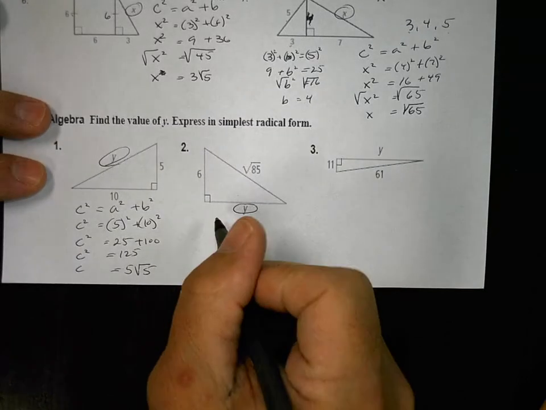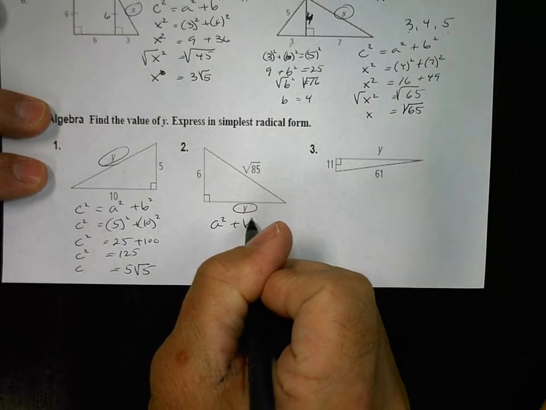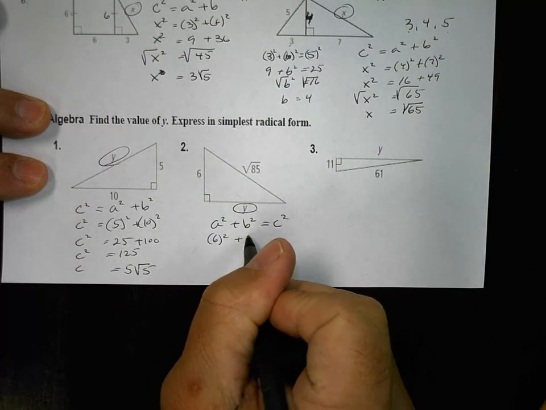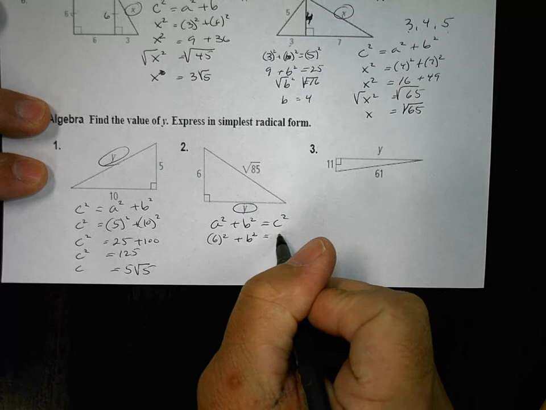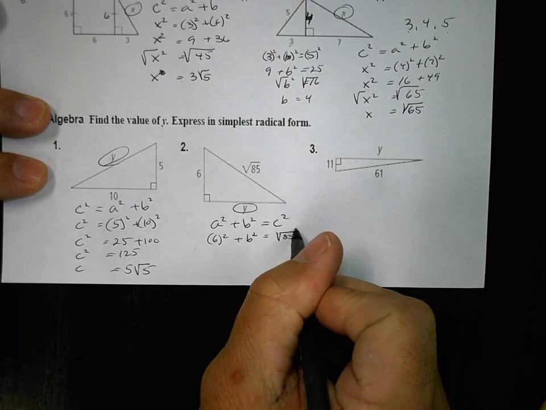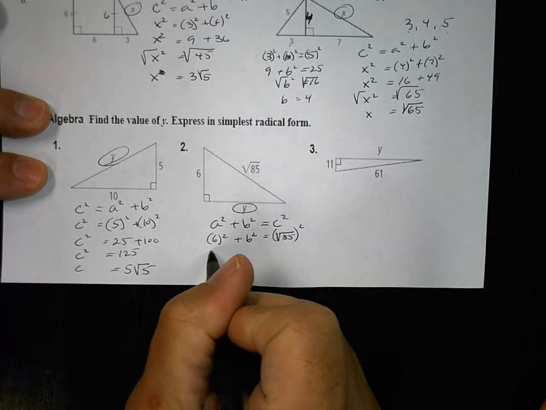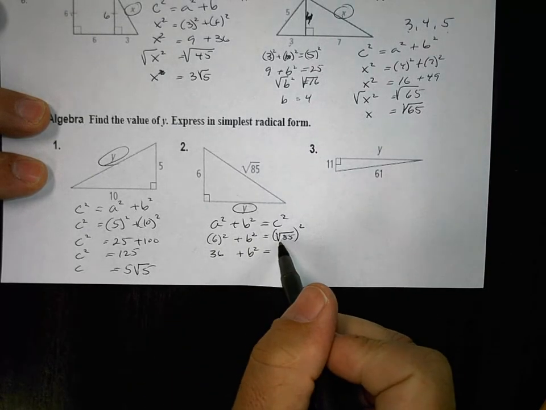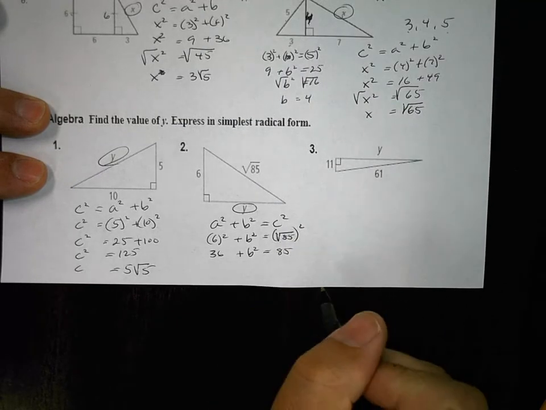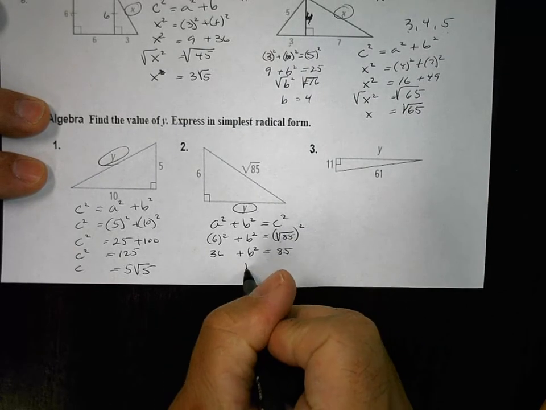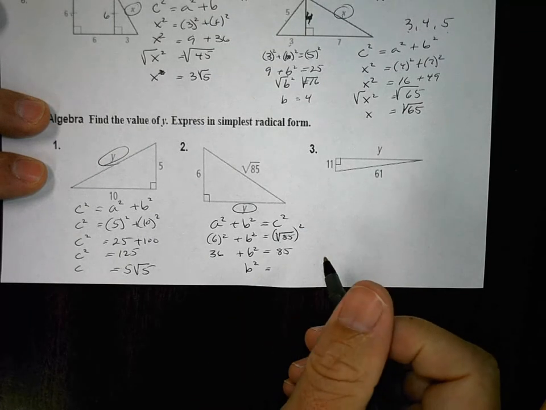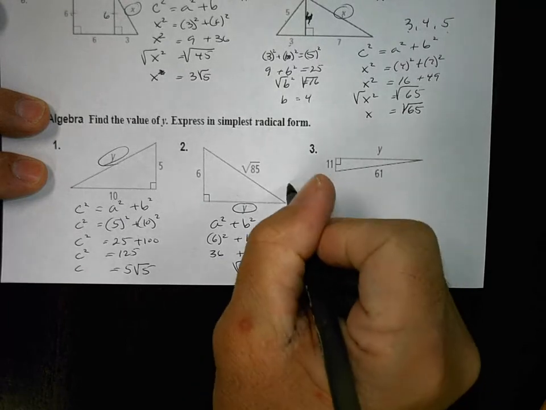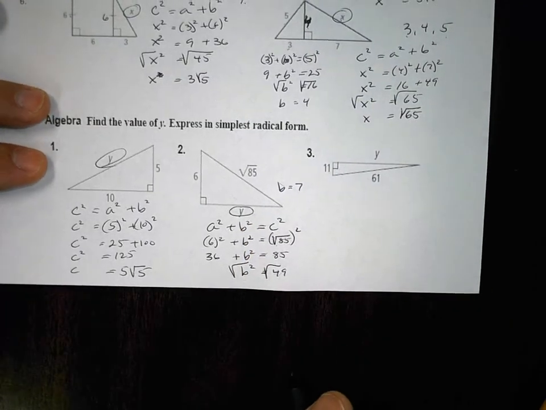Okay, we'll call this b. So a squared plus b squared equals c squared, or 6 squared plus b squared equals the square root of 85 squared. So 36 plus b squared equals, well, the square root of 85 squared is just 85. So we'll subtract 36 from both sides. We get b squared equals 49. Take the square root of both sides, and we get b equals 7.